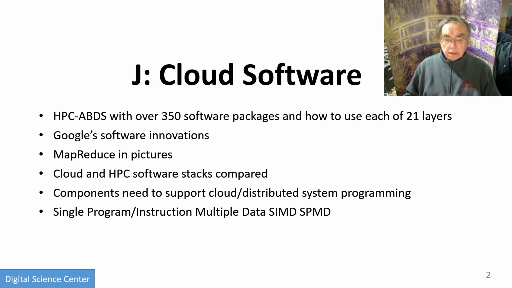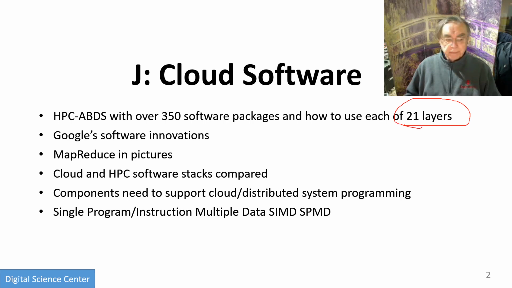This section is close to my research heart. We go through what we introduced here, the High Performance Computing Enhanced Apache Big Data Stack, which had 350 packages as of January 2016. And they're divided into 21 layers, and we describe each of those layers.